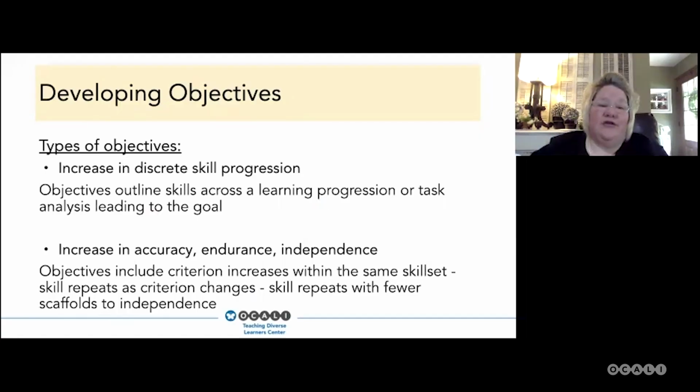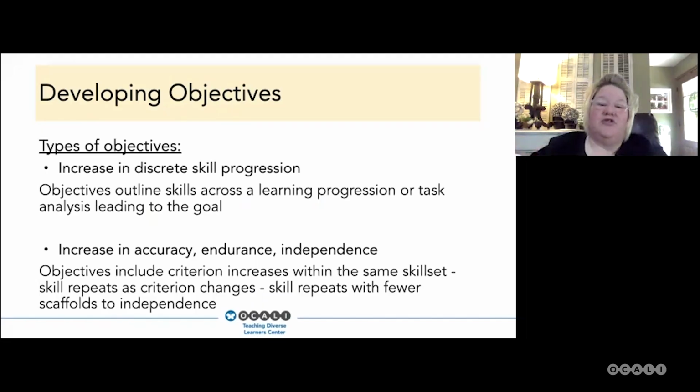Now, the other kind of objectives, sets of skill development to get to a goal, would actually be almost like a stair step or an increased hierarchy or development of criterion over time, where the skill set is the same. So it's the same skill, same skill, same skill. But what changes is the amount of accuracy, the amount of endurance, the amount of independence, and again, the amount of scaffolding that's required. So it's a possibility objectives could be practicing the same skill over multiple time frames where we have checkpoints along the way.